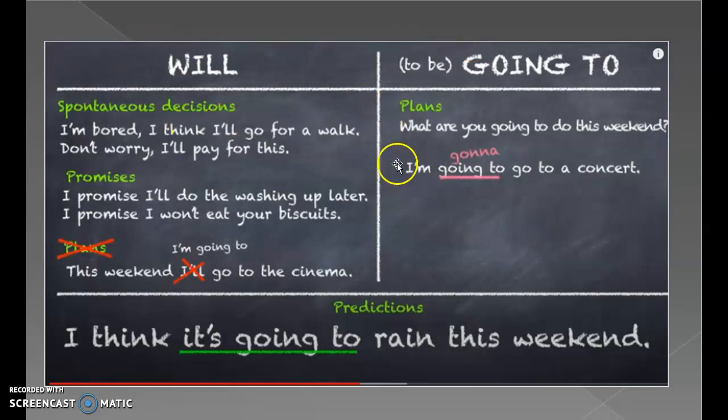When you are going to use will: spontaneous decisions, una decisión espontánea, inmediata. Ese momento va usted, digamos, está cenando y va a pagar la cuenta. Entonces dice, I will pay, sorry, I will pay for the dinner. I'm bored, I think I'll go for a walk. Don't worry, I'll pay for this meeting. Don't worry, I'll pay for this.